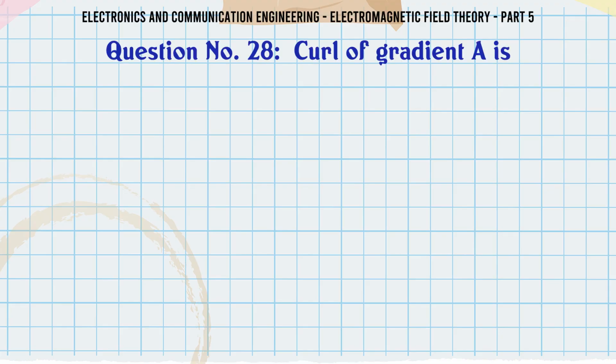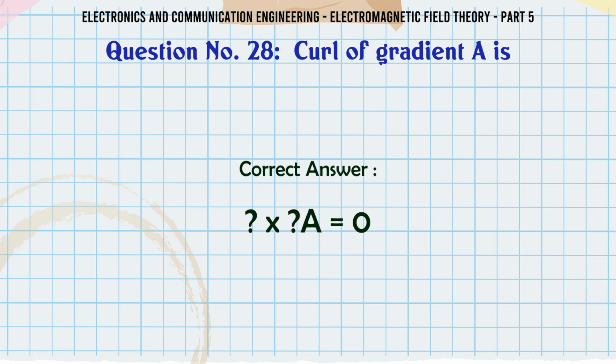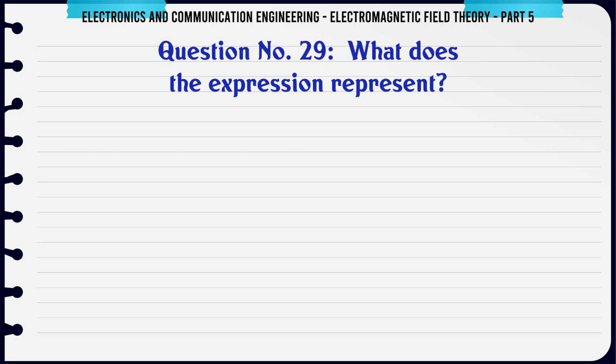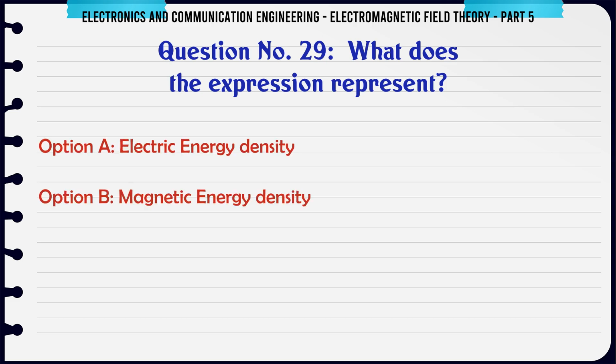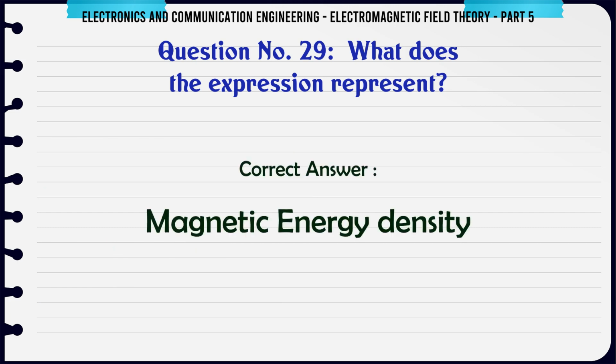Curl of gradient A is A. XA1, B. XA, C. XA0, D. XA. The correct answer is XA0. What does the expression represent? A. Electric energy density, B. Magnetic energy density, C. Power density, D. Radiation resistance. The correct answer is magnetic energy density.